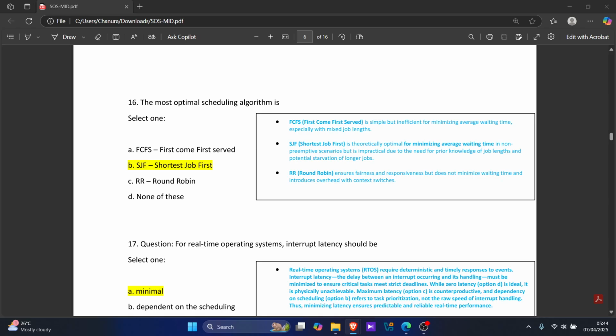Therefore, it's ambiguous. But in most cases, when asked about the optimal scheduling algorithm without context, it refers to minimizing average waiting time, so SJF is the answer. Hence, the answer is B. But the presence of none of these makes me hesitate. Alternatively, perhaps the answer is D because the optimal scheduling algorithm is actually shortest remaining time first, which is a preemptive version of SJF, and since it's not listed, the answer is D.